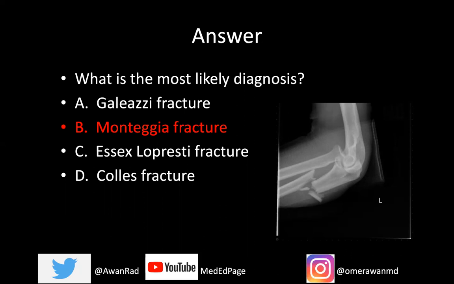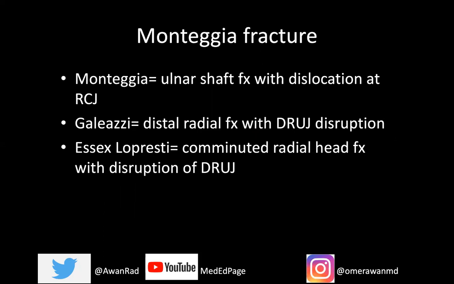Monteggia for proximal ulnar fracture. Galeazzi is usually a radial fracture, right? So these are the definitions here. An Essex-Lopresti would be a comminuted radial head fracture and disruption at the wrist of the distal radioulnar joint. Okay, so you should be familiar with these mnemonics for classic fractures in the forearm.